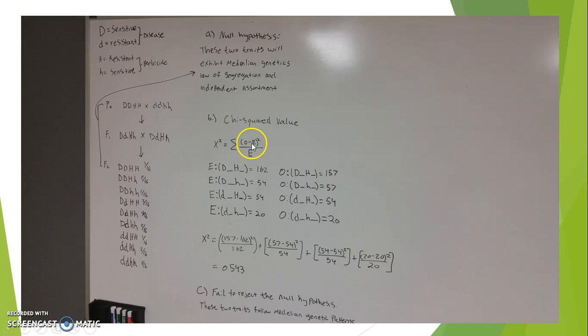And so basically, I'm using this formula, putting the observed value here and then the expected value in here for each one of these. So this particular part right here is independent from this one right here. And so just these two numbers are going to go into here. So you have your observed minus your expected squared over your expected. And then since it's a summation, you're going to add them all together. So you're going to add this to this and then this to this. And that's going to come out to 0.543. And so it fails to reject the null hypothesis. These traits do follow Mendelian genetic patterns.